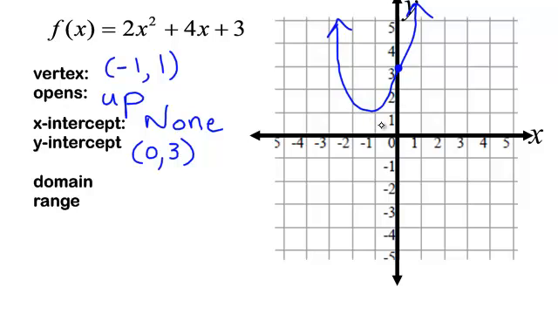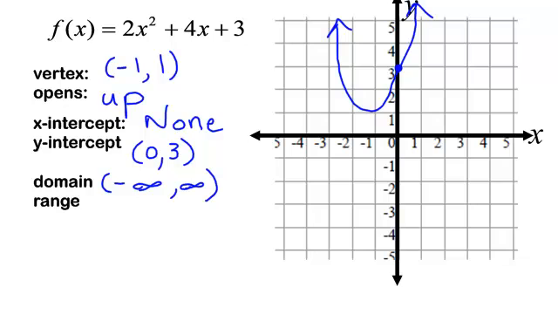So let's work on our domain and range. The domain: which x are included in this graph? Well, this parabola is going to go on and on and on to the left and to the right. So my domain is negative infinity to positive infinity.